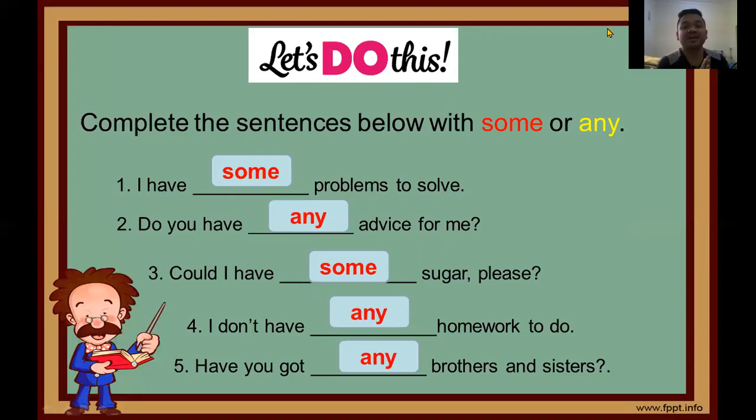And I hope that this short class can help you in remembering, revising, or reviewing your basic grammar.